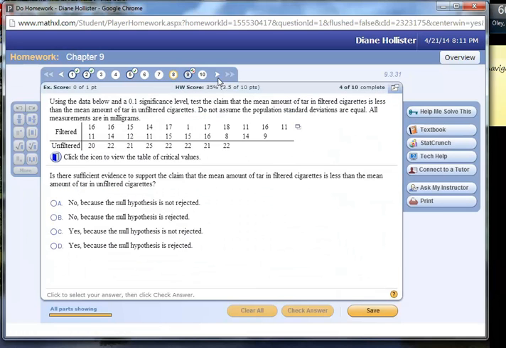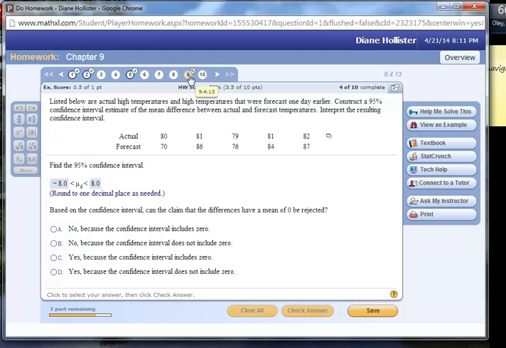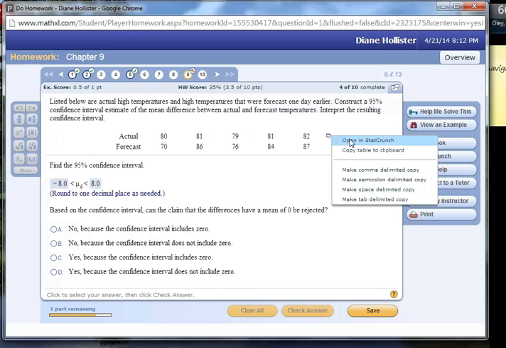The third type of problem in Chapter 9 would involve a t-test as well, but this is a matched t-test or a paired t-test. And so this would be an example for here. For example, it says the actual high temperatures and the real high temperatures that were forecasted the day before. So we're going to take a look at comparing those to see if there's really a difference between the two.